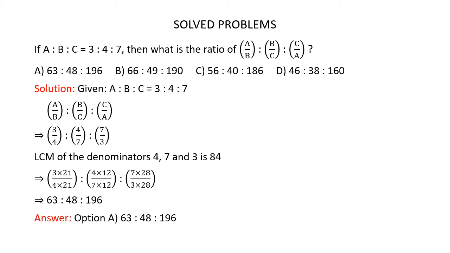Now the LCM of the denominators 4, 7 and 3 is 84. So in the fraction 3 by 4, to make the denominator as 84, you have to multiply 4 with 21. So multiply both the numerator and the denominator with 21. So you have 3 multiplied by 21 divided by 4 multiplied by 21. This is nothing but 63 divided by 84.